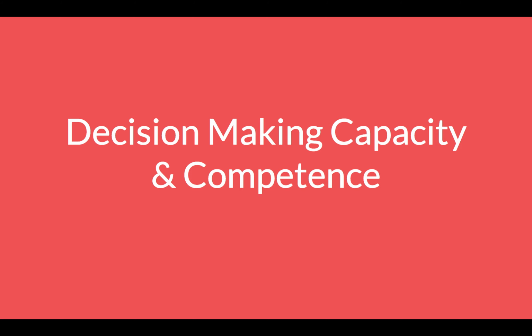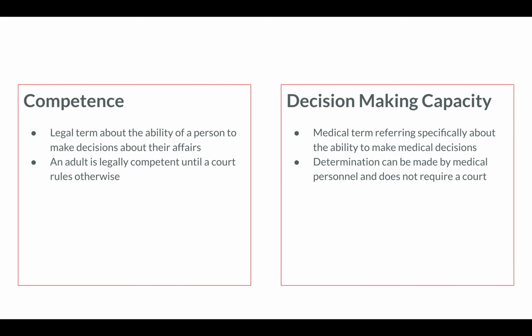So getting back to decision-making capacity and competence, which I've kind of touched on a few times already in this topic, there's a difference between competence and decision-making capacity. Competence is the legal term about the ability of a person to make decisions about their affairs. And so this is all legally based. So an adult is legally competent until a court rules otherwise. So only our Ohio court system can rule our patients incompetent.